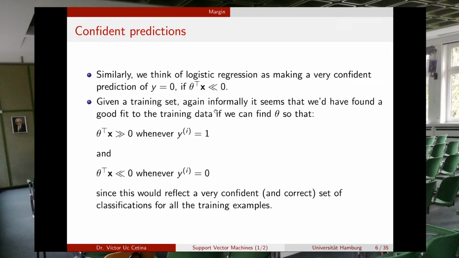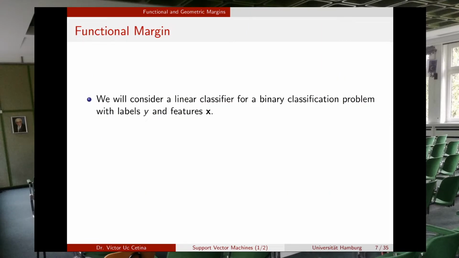So given a training set, again, informally it seems that we have found a good fit to the training data if we can find a set of parameters theta such that this product is significantly larger than 0 whenever the label is 1, and this product is significantly smaller than 0 when the label is 0, so when we have a negative example. Since this would reflect a very confident and correct set of classifications for all the training examples. Okay, so this concept of being significantly larger than 0 or significantly smaller than 0 is what we call a margin. But there are two kinds of margins.